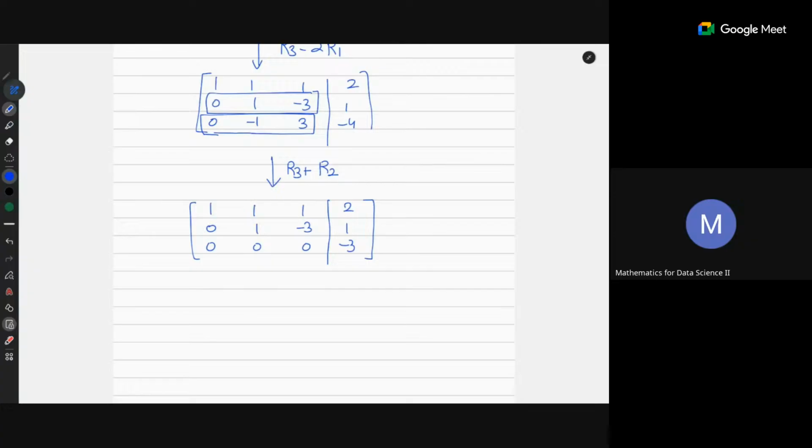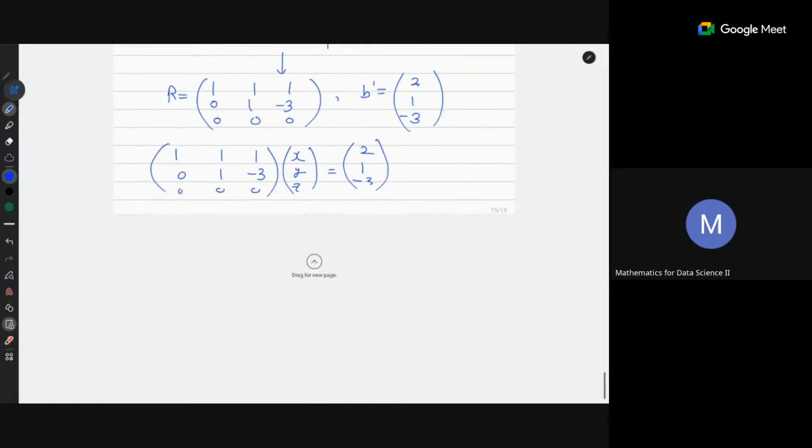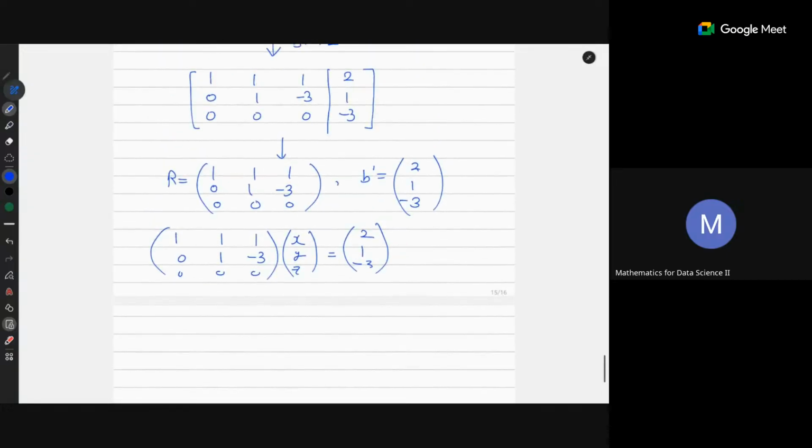So if you write it down in matrix form, what is your R matrix? Your R matrix is 1, 1, 1, 0, 1, minus 3, 0, 0, 0. What is your new B prime, your new constant matrix? It is this. Now, if you write it in terms of a system of equations, it is like this: x, y, z equal to 2, 1, minus 3. Is everyone fine till this point?